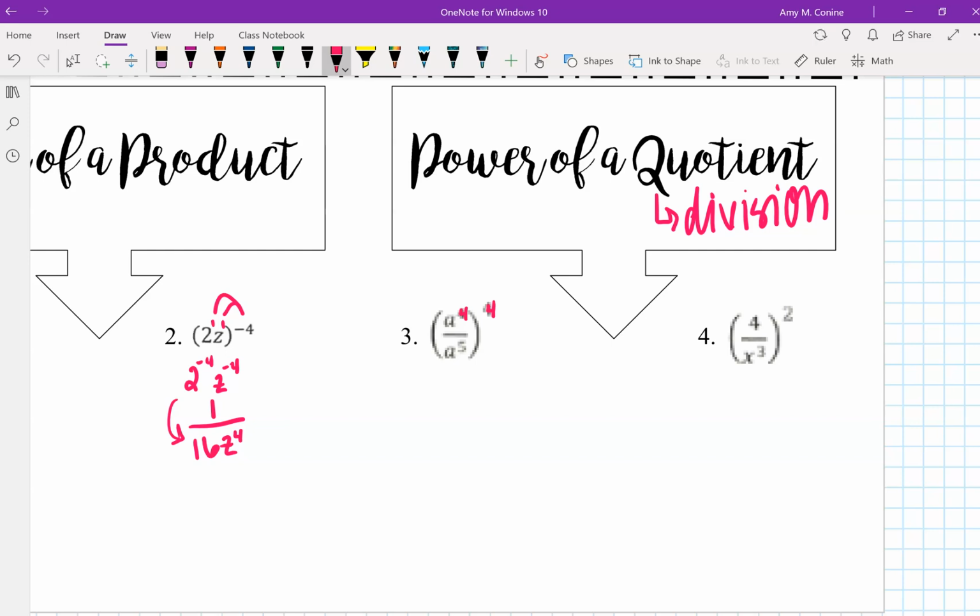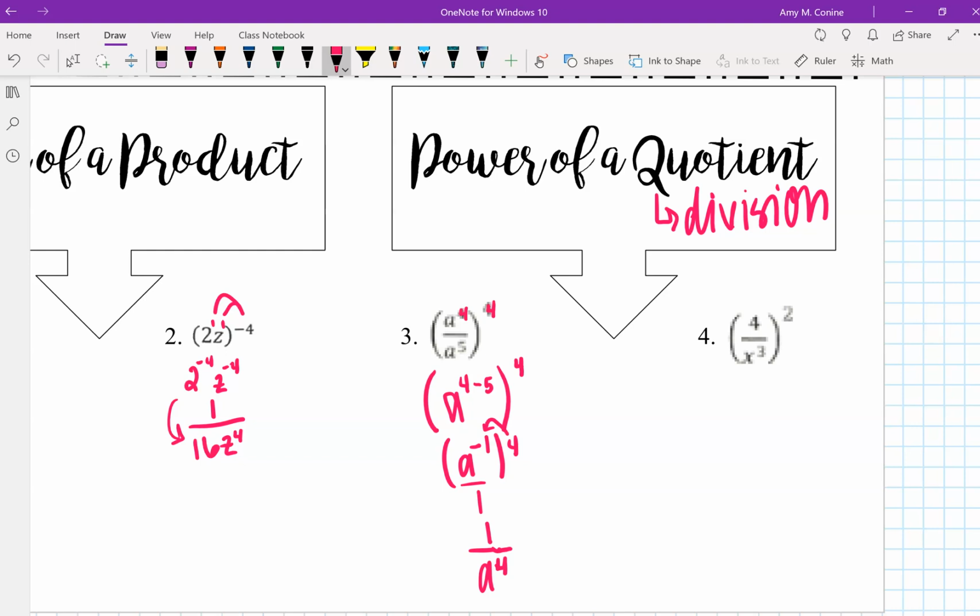So for this particular one, I'm going to go ahead and simplify as much as possible first. So really what I have here is a to the 4th minus 5, the whole thing being raised to the 4th power. So now this becomes a to the negative 1 to the 4th power. So it's still negative in the top. So when you go to distribute your 4 in, you can move it to the bottom and it becomes positive 4. Okay.